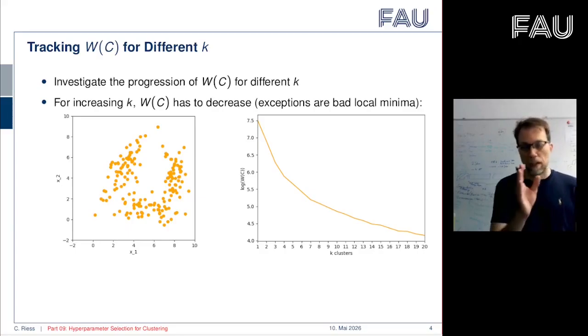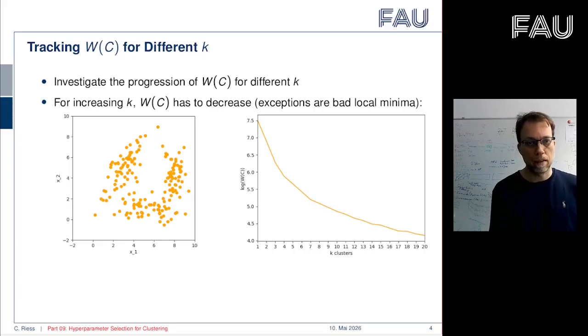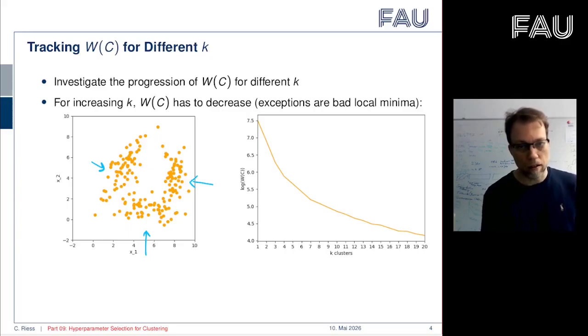Okay, so what happens if we change the number k for a clustering? Just for demonstration, I just drew a couple of points from a couple of Gaussians here with overlap. And here on that side, I plotted the log of the within cluster distance on the y-axis and the number of clusters that have been used on the x-axis.